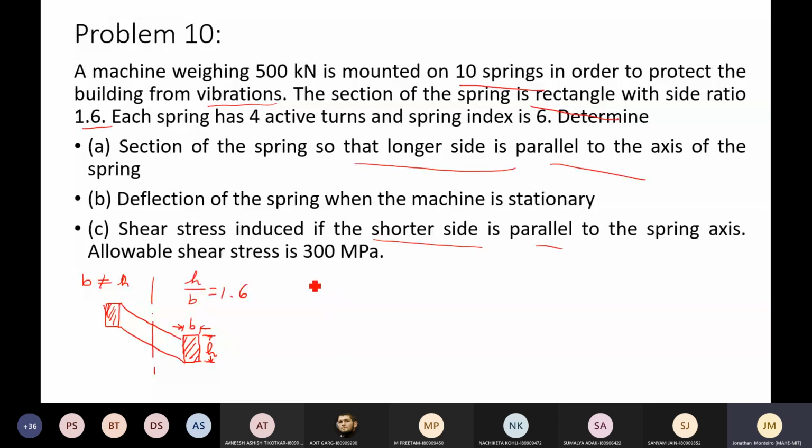Now it has 4 active turns, so i is equal to 4, already given. The spring index is 6. So C is 6, we already described what that is, that is equal to D by B. So H by B is 1.6, D by B is 6. And what other things are given? Allowable shear stress tau is 300 megapascals.